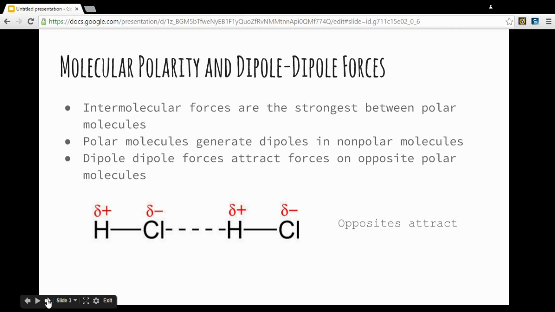Dipole forces have strengths that vary from 5 kilojoules to 20 kilojoules per mole. They have a significant effect when molecules are near to or touching, and are much weaker than ionic or covalent bonds. Polar molecules have partial negative and positive ends. The ends attract to the opposite charge of another molecule.